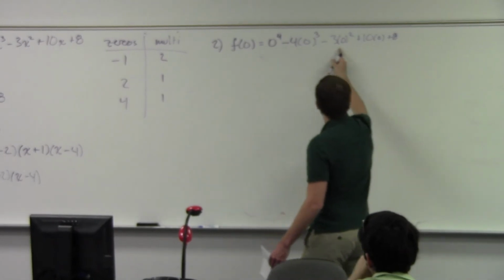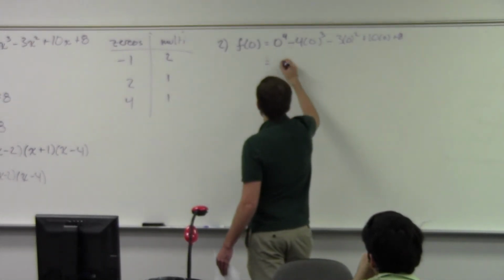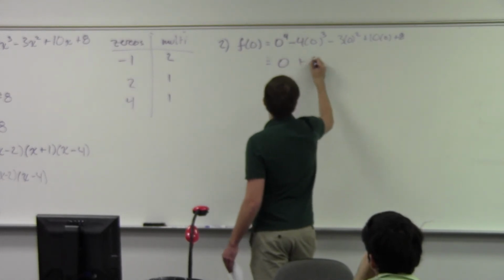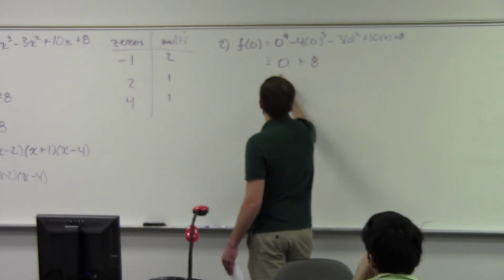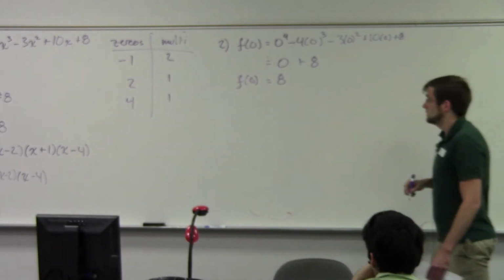So what happens to all three of these? They become zeros, right? And then all I have is an 8. So f of 0 is equal to 8.